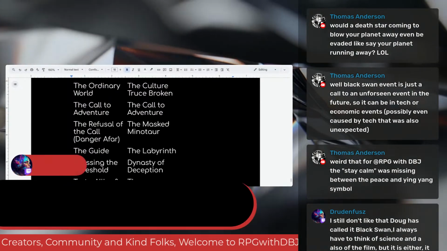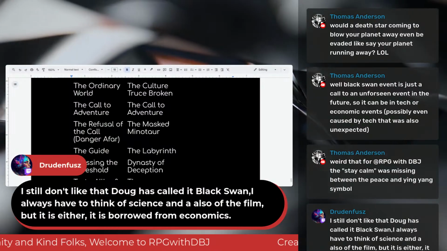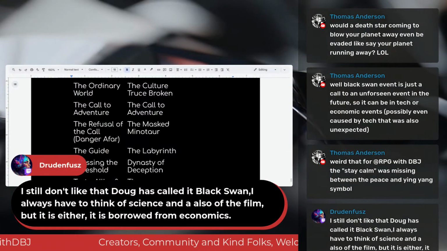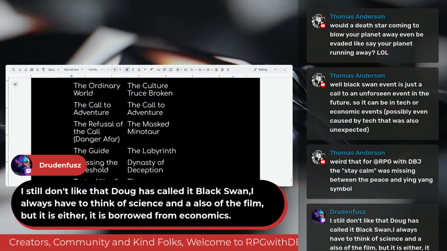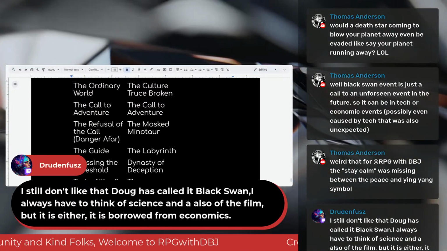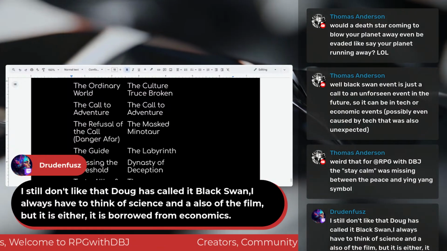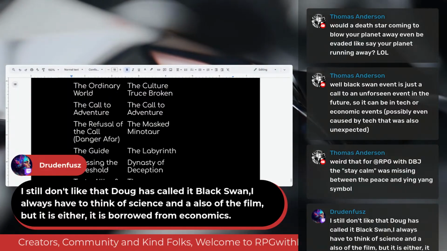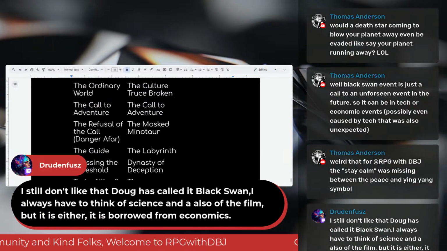Drew says, "I still don't like that Doug has called it Black Swan. I always have to think of science and also the film, but it either is borrowed from economics." Yeah. Because a Black Swan event in economics is like the unexpected thing that happens that affects economics that we don't know what happens. Like the pandemic was a version of that.